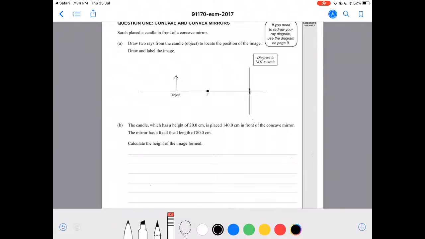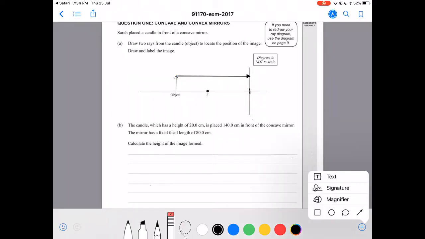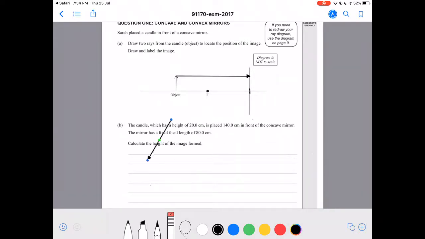Right, so basically I think the easiest two rays to do is one traveling perpendicular to the horizontal axis. So that's ray number one, and that's going to reflect back downwards through the focal point. So that's our ray number one.